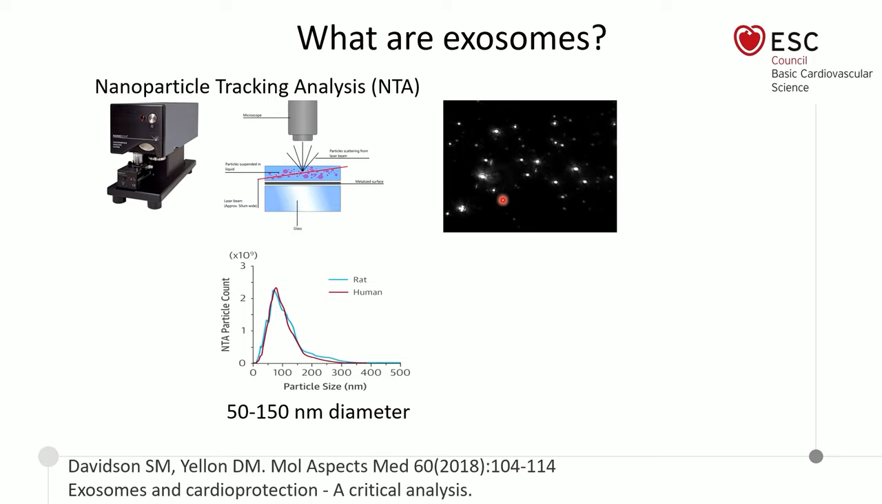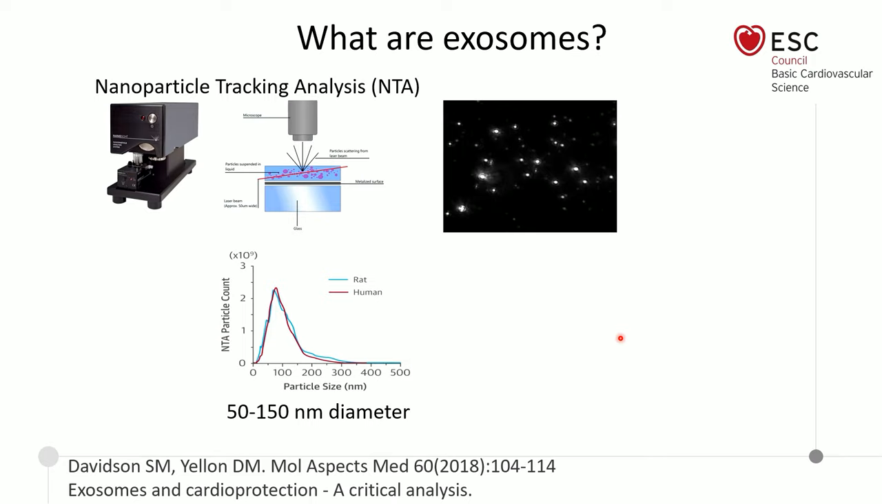One way is, as I mentioned, their size. Exosomes tend to be small, 50 to 150 nanometers in diameter. I don't know if anyone knows the wavelength of light. Are these smaller than the wavelength of light, would you say, or larger? Smaller. Yes, actually smaller than the wavelength of light. So that illustrates how difficult it is to visualize them directly. We can see them as spots, but we can't determine their size using fluorescence microscopy.